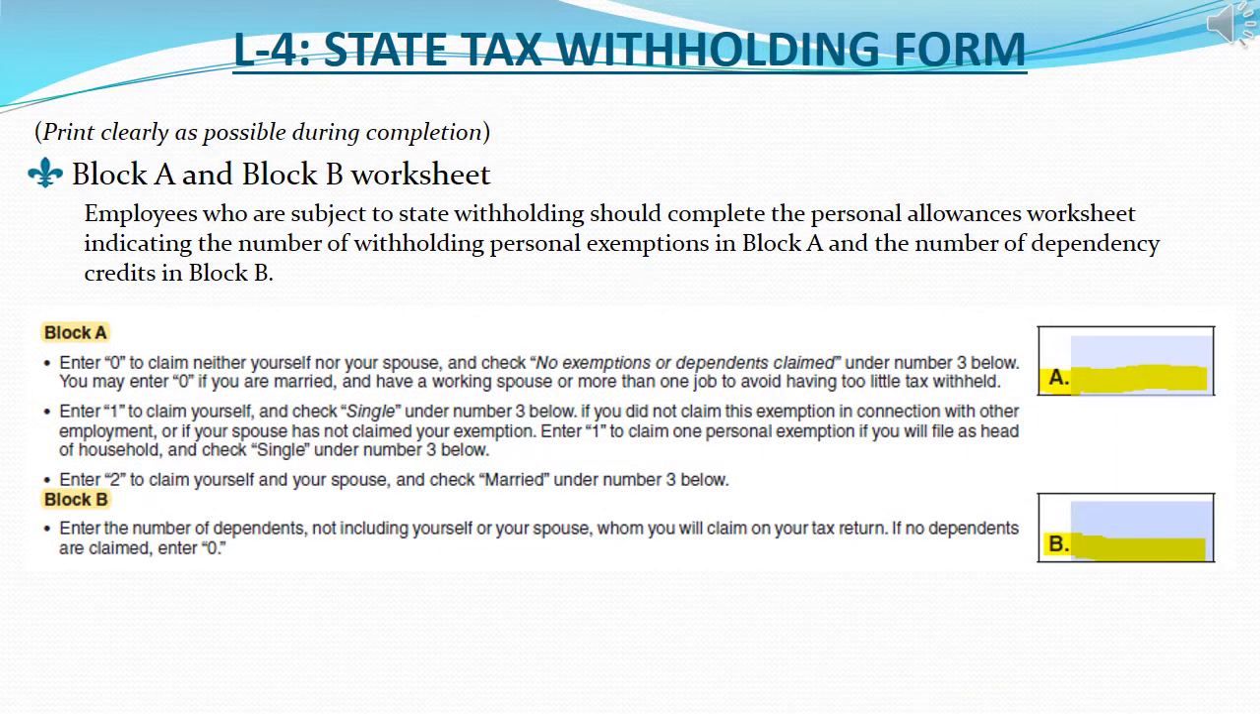Block A and B Worksheet. Employees who are subject to state withholding should complete the Personal Allowances Worksheet indicating the number of withholding personal exemptions in Block A, and the number of dependency credits in Block B. Follow the instructions shown for each, and notate your results in the corresponding boxes off to the right.